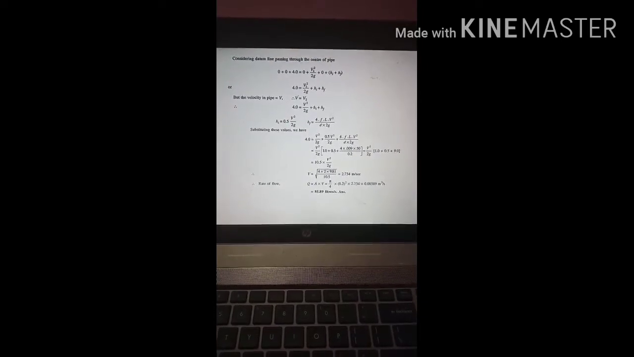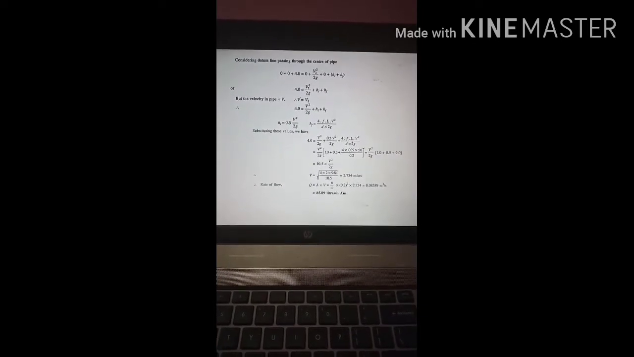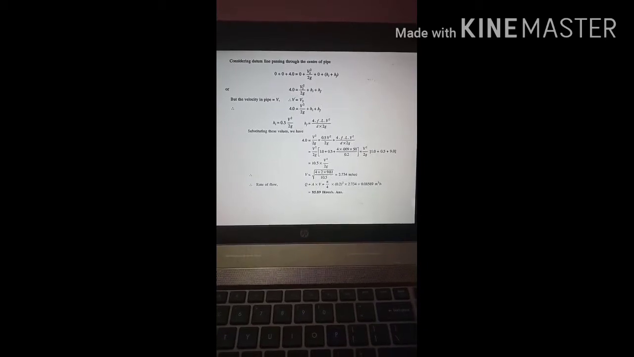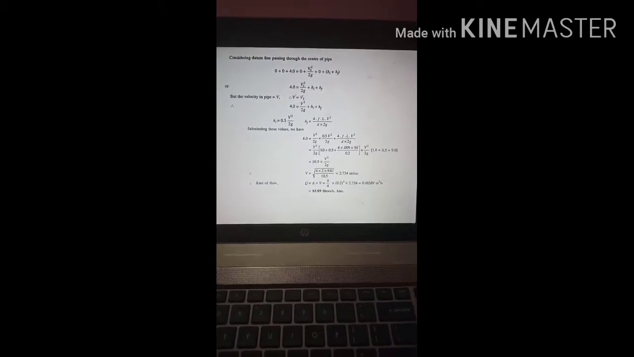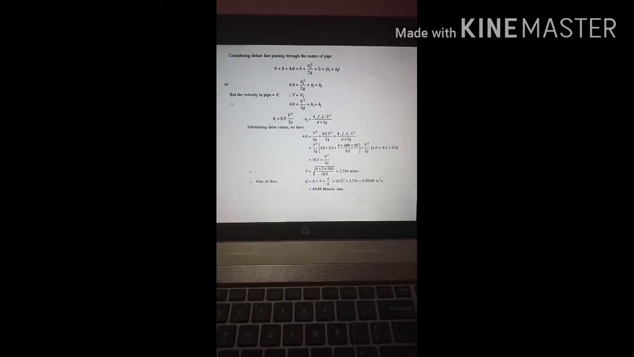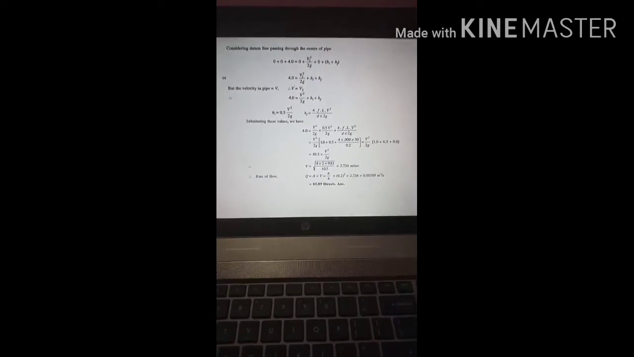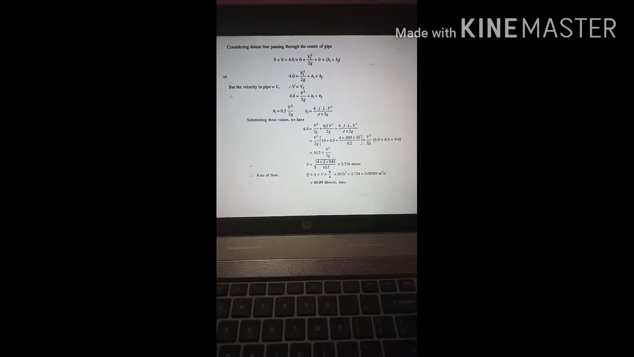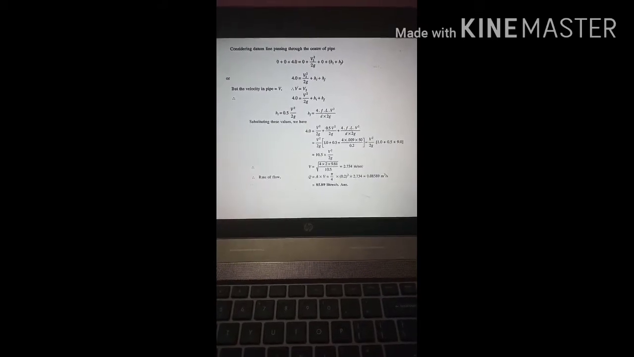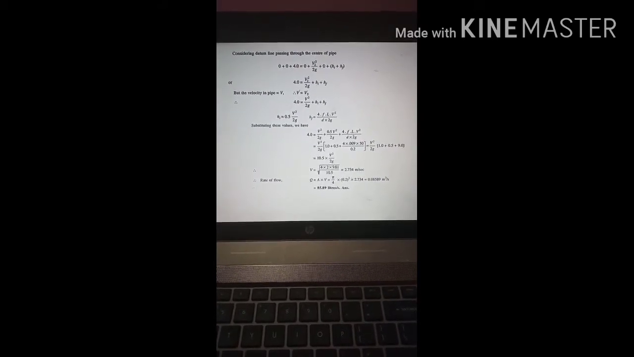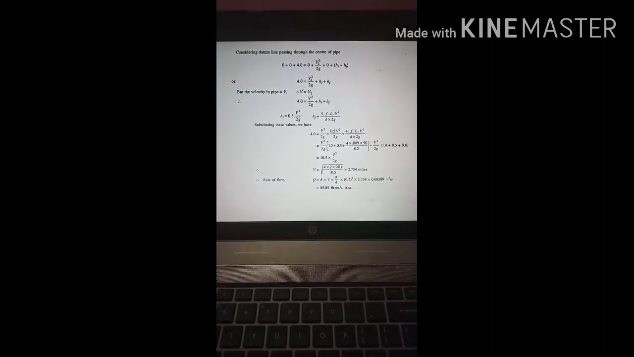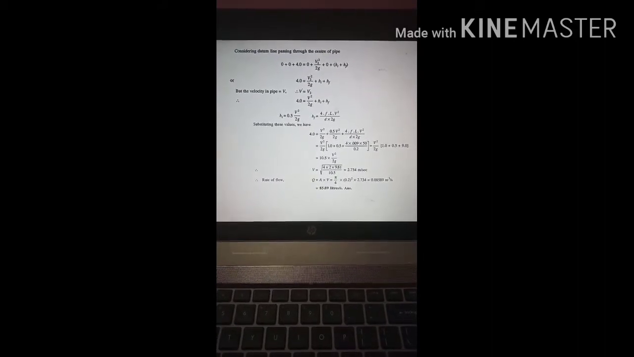HI is the entrance loss, 0.5 V square by 2g. HF is the loss of head due to friction, which is given by the Darcy-Weisbach equation, 4FL V square by 2gD. So 4 is equal to V square by 2g inside the bracket, 1 plus 0.5 plus 4 into 0.009 into 50 upon 0.2. And if you do the calculations, you will get the velocity as 2.734 meter per second.